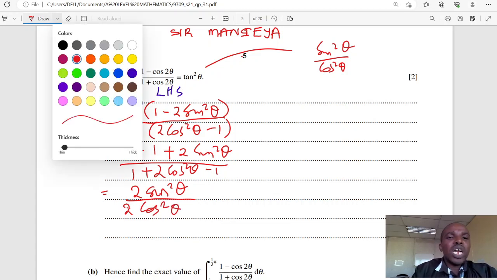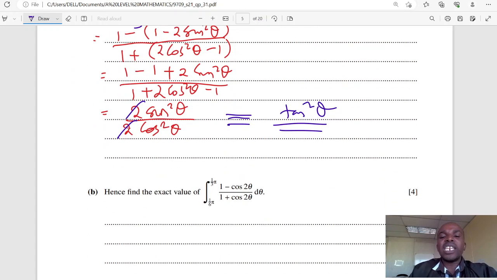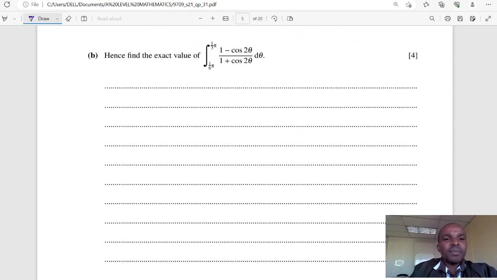Then 2 and 2 cancel out. This 2 and this 2 cancel out. We'll be left with sine squared over cos squared, which is the same as tan squared theta. Shown. So it's identical to tan squared theta. Done. Right. Part B. Let's find the exact value of this item.